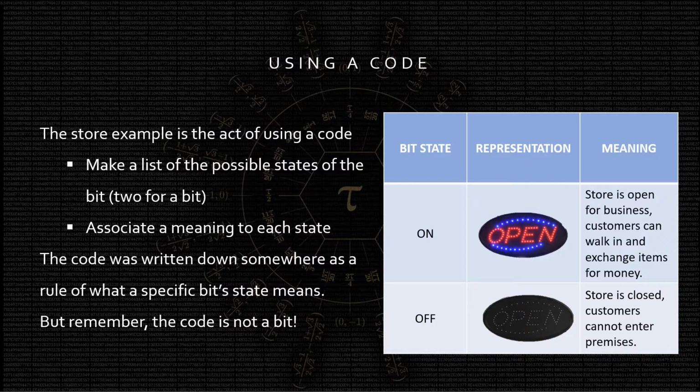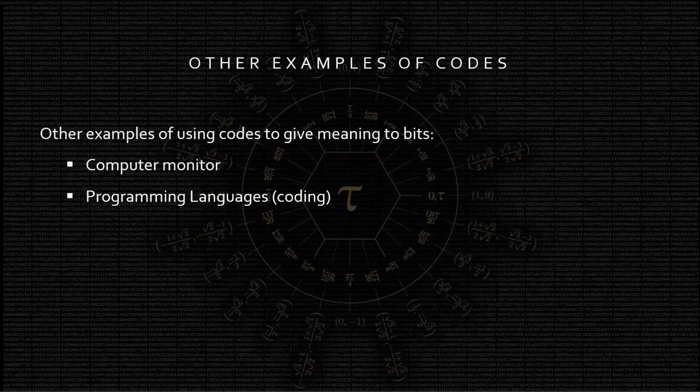But remember, the code is not the bit. The bit is that wire or that place, and it's either carrying electricity on or off. The code really refers to how this bit is represented in the outside world and what each representation of the state means and how you should act accordingly. So there are some other examples as well of codes that we use to give meaning to bits.